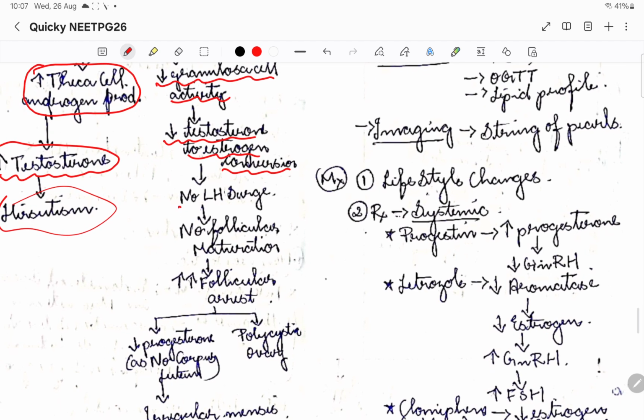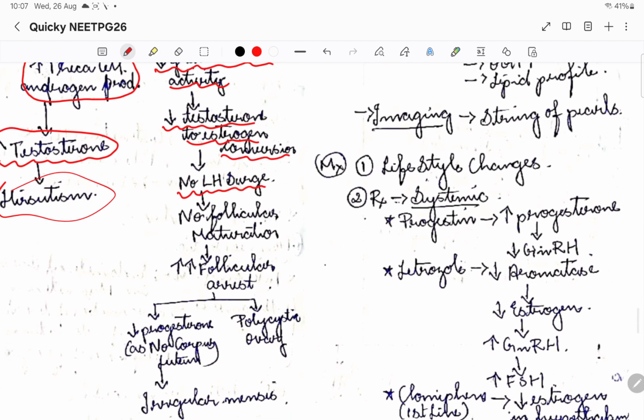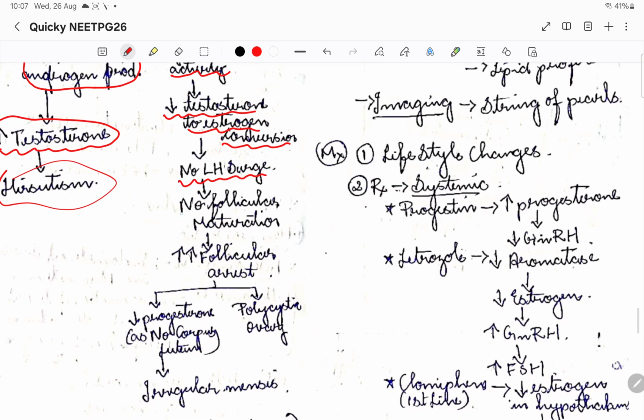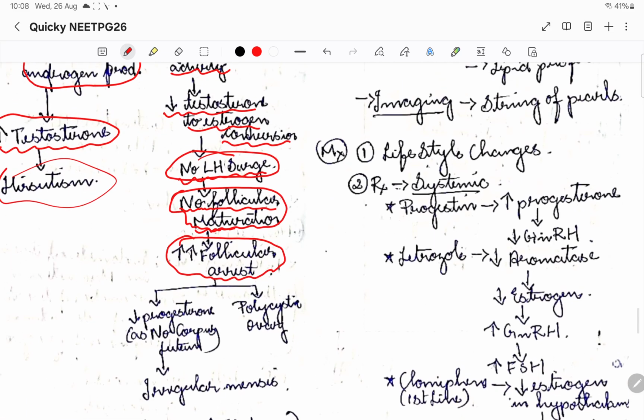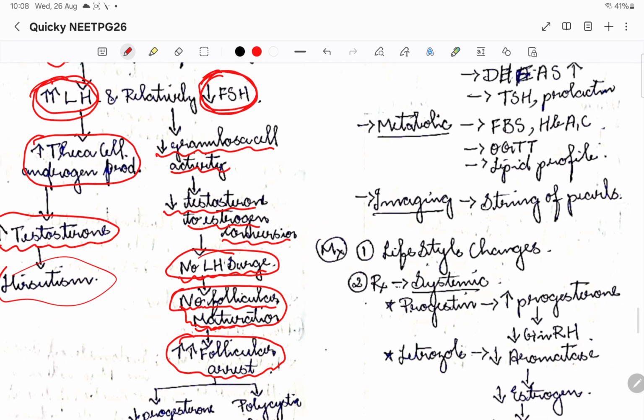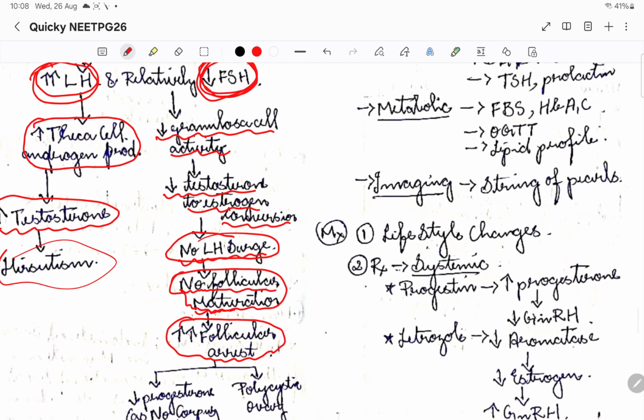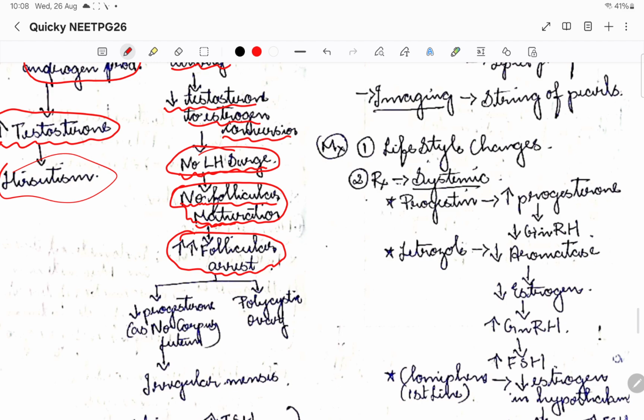So there is an increased LH surge happening. This increased LH surge is supposed to cause the ovulation, but there is no follicle to mature at all because FSH is not there, right? So this will lead to increased follicular arrest in the immature state only. Maturation was supposed to happen by the FSH, but FSH is not there, so that is why immaturation of the follicles is happening.